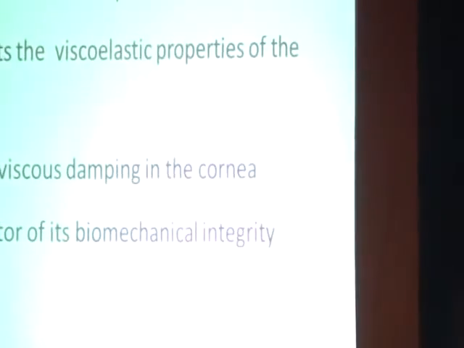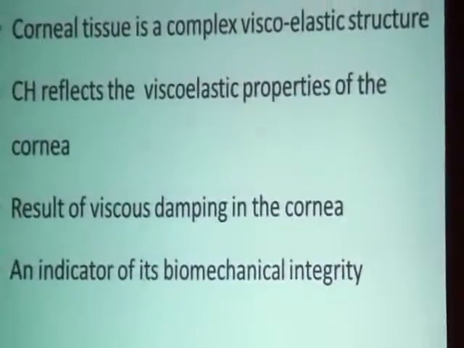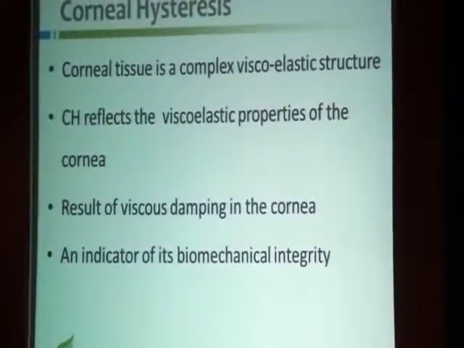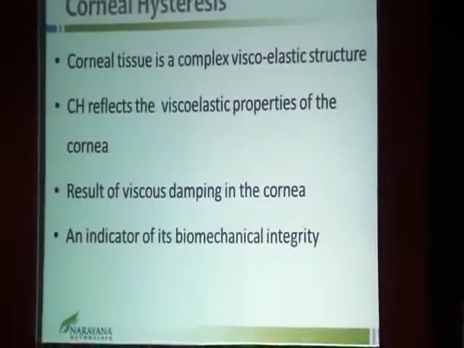Thank you. So I will be talking about the quantification of corneal biomechanics. We have been hearing a lot about corneal biomechanics and how they influence intraocular pressure measurement, but how do we quantify this? As has been described, the cornea is a complex viscoelastic structure, and the term corneal hysteresis reflects this viscoelastic property of the cornea. Corneal hysteresis occurs because of the viscous damping that occurs in the cornea, and it indicates the biomechanical integrity of the corneal tissue.